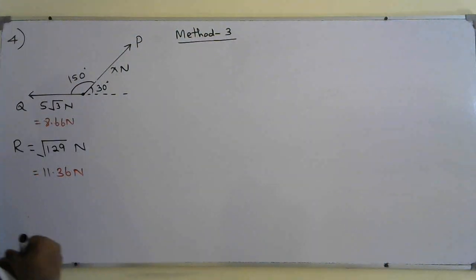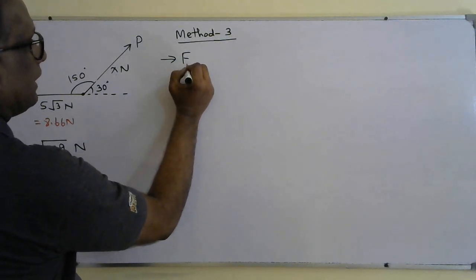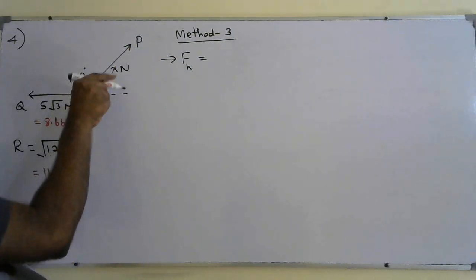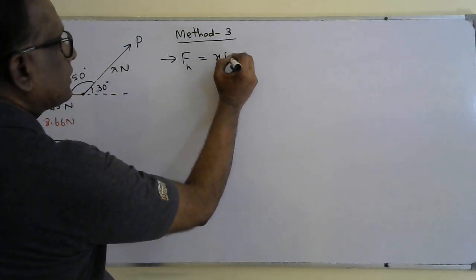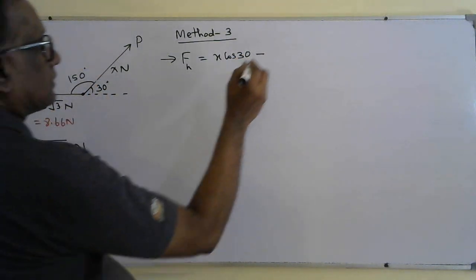Okay, so we'll find the total horizontal force for method 3, Fh. I take towards the right as positive. So if I resolve this one, it comes to the right. So x cos 60, x cos 30 minus 5 root 3.